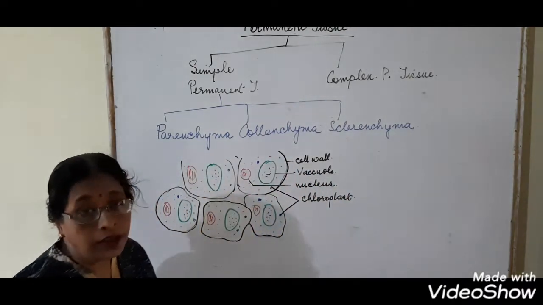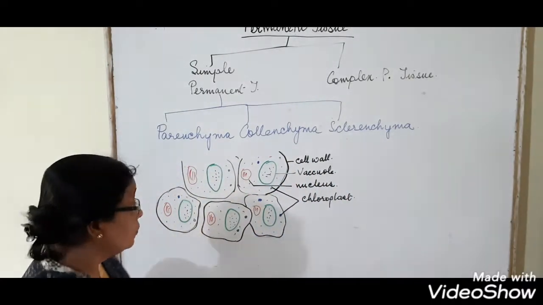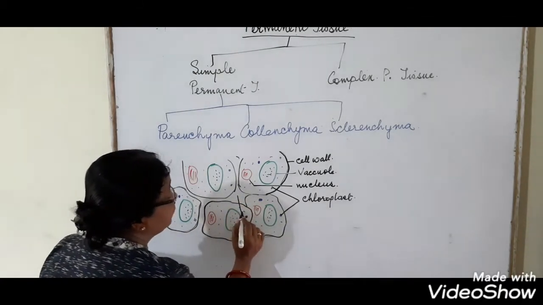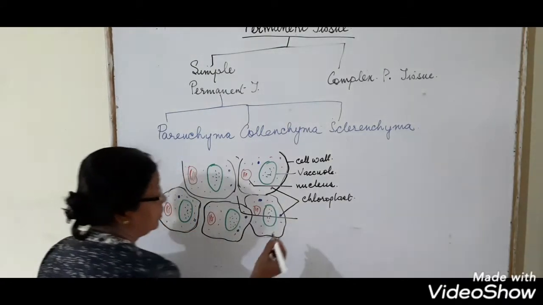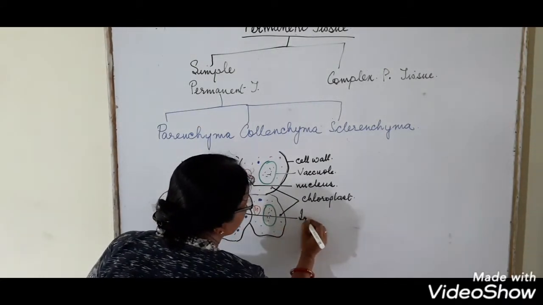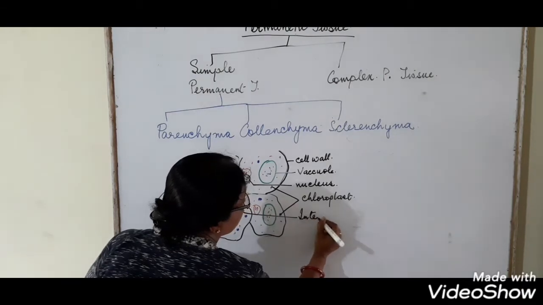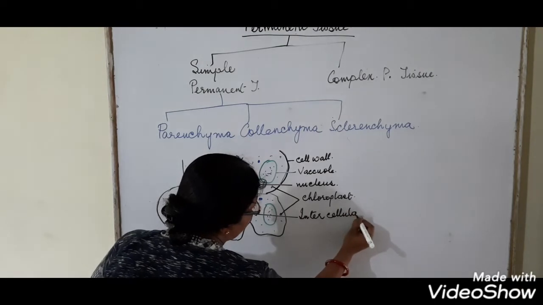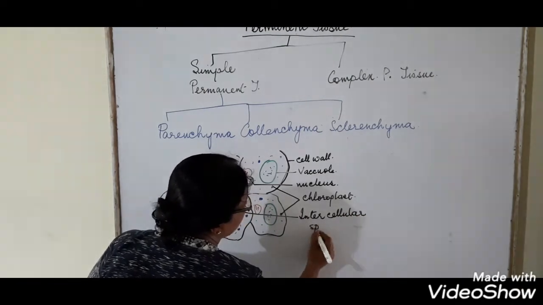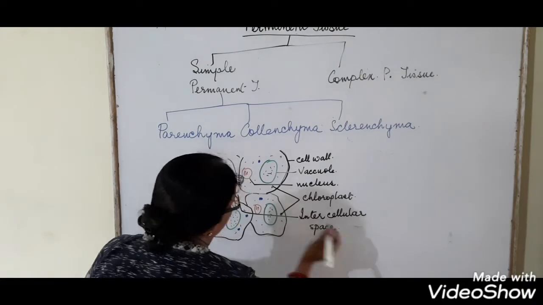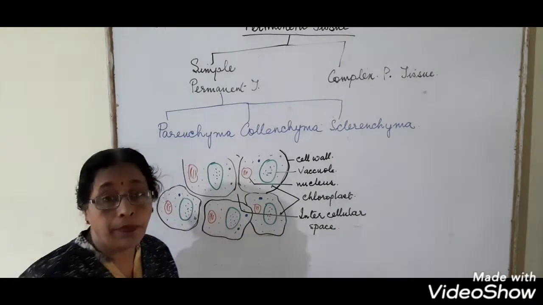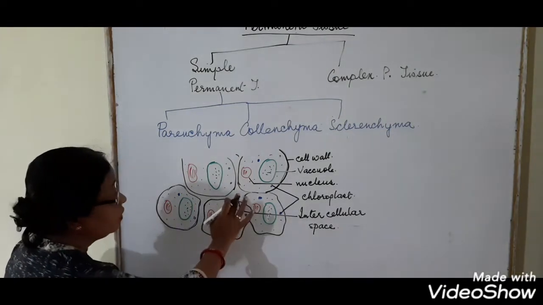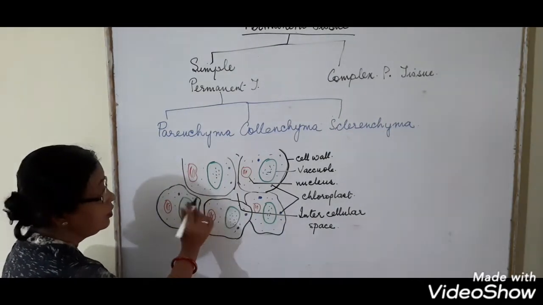The cell wall is thin and made up of cellulose. You see large intercellular spaces are present. Many intercellular spaces are present. So these are intercellular, that is, space between two cells. Therefore, these cells are loosely packed. The parenchymatous cells are loosely packed. You can see lot of intercellular spaces are present.